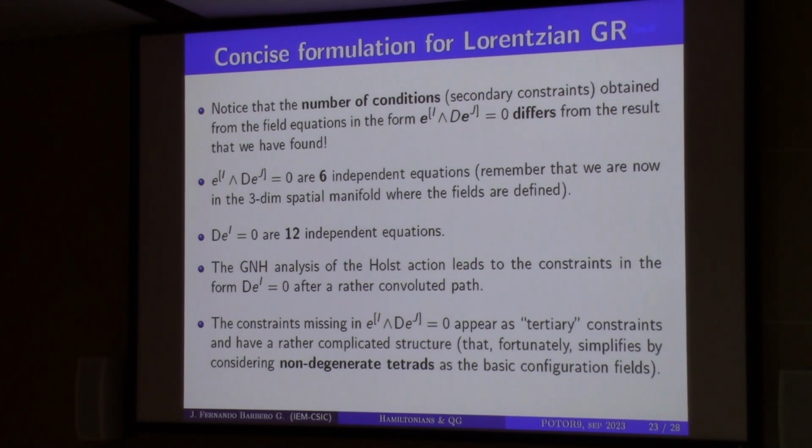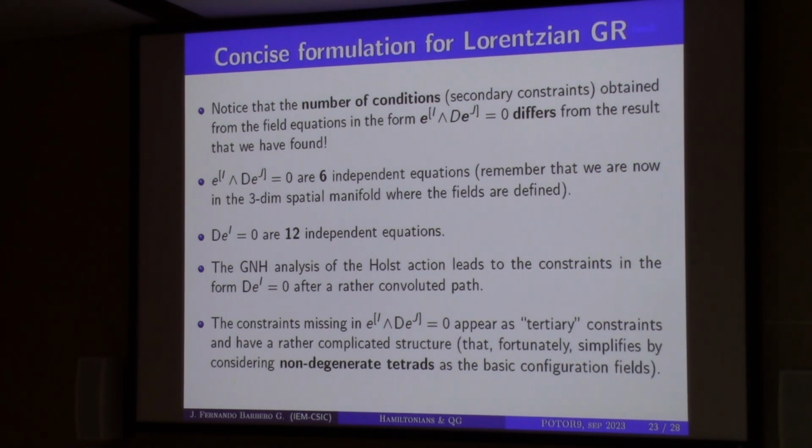You have just to take into account that this index goes from 0 to 3, but now these guys are non-folds in 3 dimensions. So they are 3-dimensional objects, not 4 dimensional. On the other hand, if I take the equivalent form of equations, which, if you remember, d equal to 0, and I pull back those onto the sheets of the formulation, I get 12 equations.